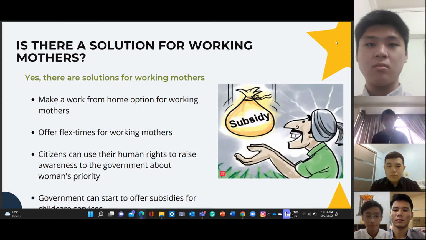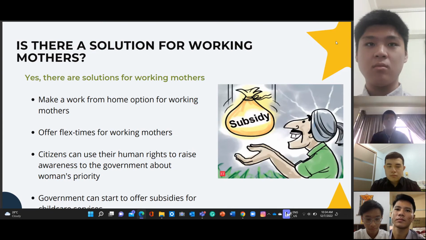As for the long-term solutions, all right, there are long-term solutions also because the short-term solution is just a temporary solution that cannot be used in the long run. So there's a long-term solution.